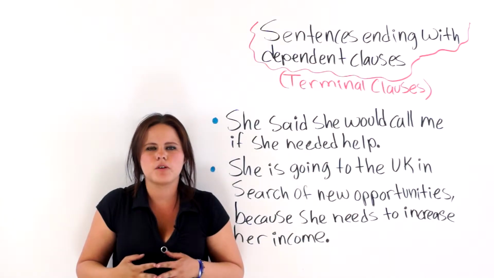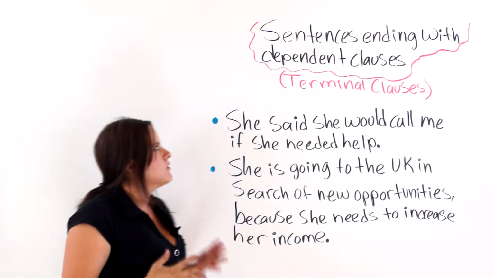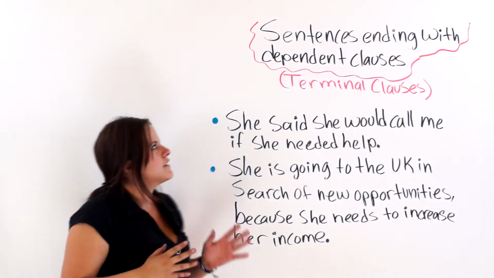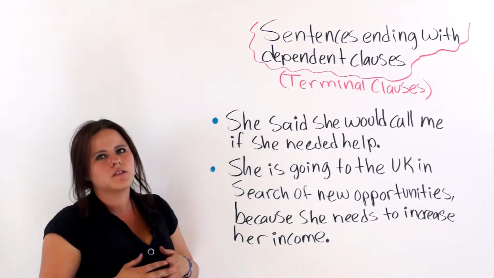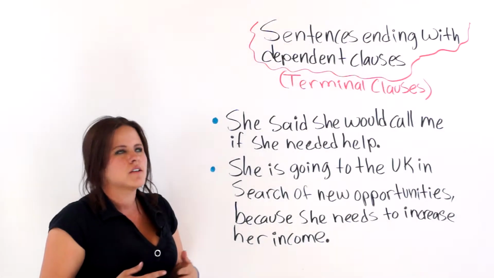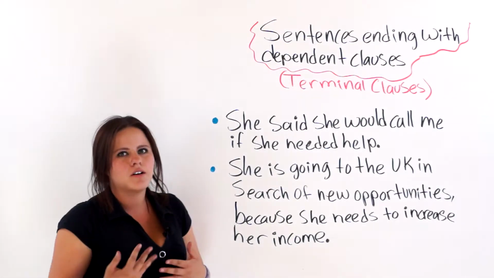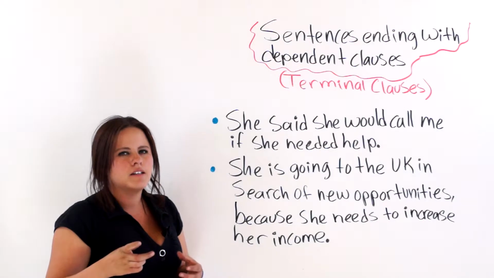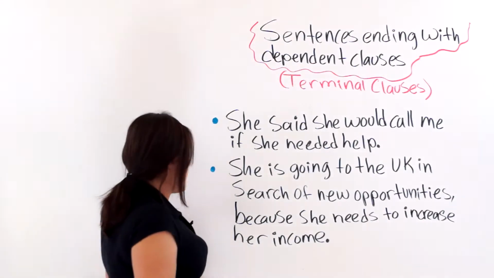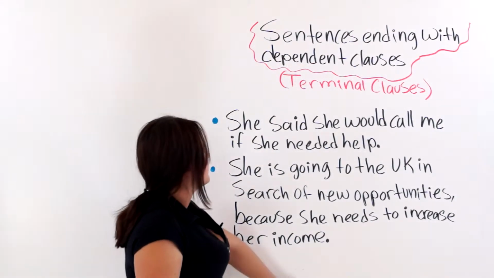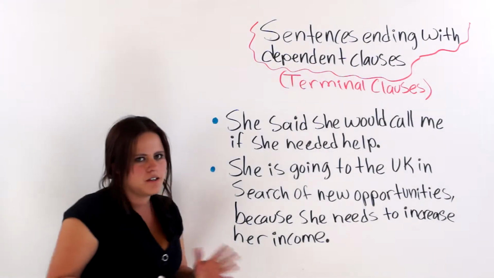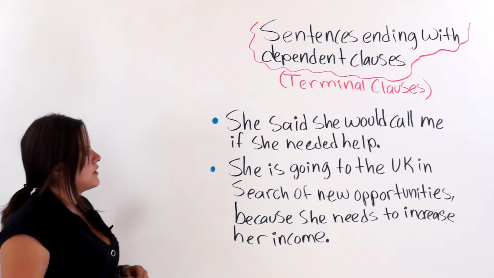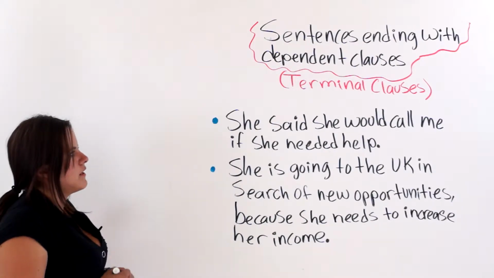In today's lesson I will be talking to you about how to punctuate sentences that end with dependent clauses, or terminal dependent clauses. You know that terminal clauses are the clauses that end a sentence. Alright, so terminal dependent clauses. As you see here, I have two examples on the board. The first one says, she said she would call me if she needed help.